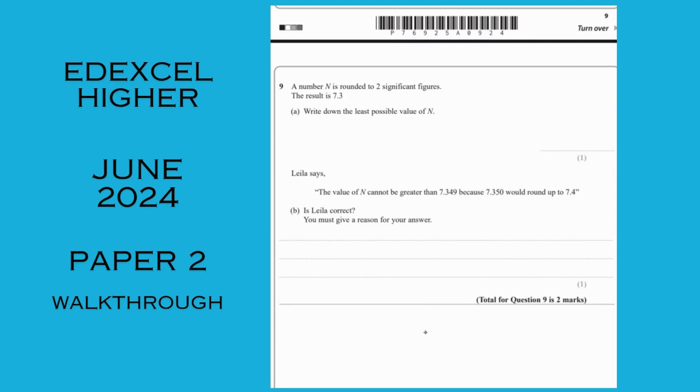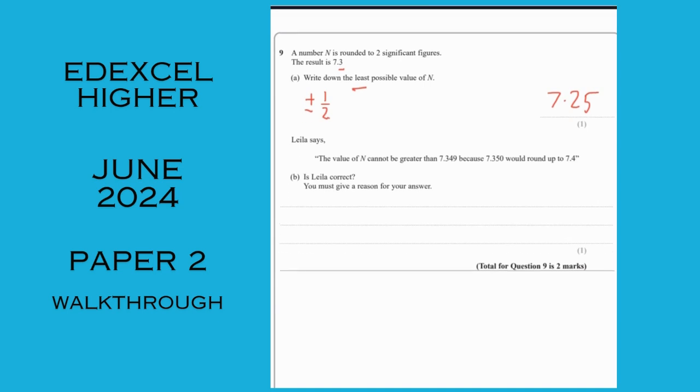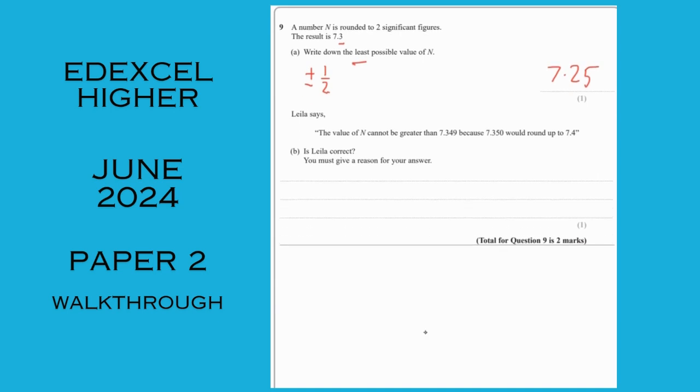Number 9, good old errors and bounds. So the least possible. So when it's rounded off to two significant figures, which in this case makes it nearest 10 pence, the idea of limits, errors and bounds is you can go up and down by half the rounding amount. So nearest 10 pence, go up and down by 5 pence. So £7.30 needs to go down to £7.25.